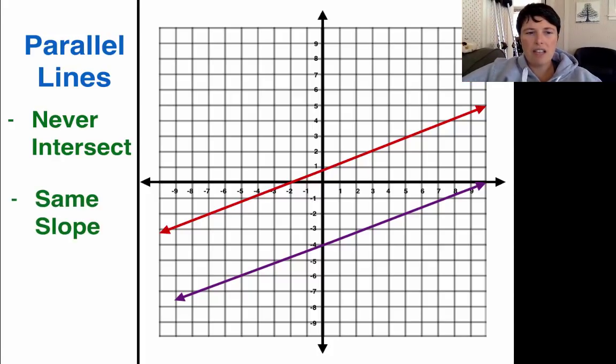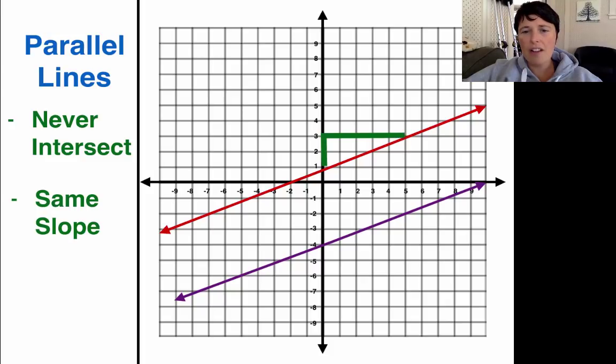So that's kind of a key feature. And the algebra thing to write down that is so important is they have the same slope, the same rise and run. That's what makes them parallel. So parallel lines always have the same slope. I want you to get that stuck in your head.